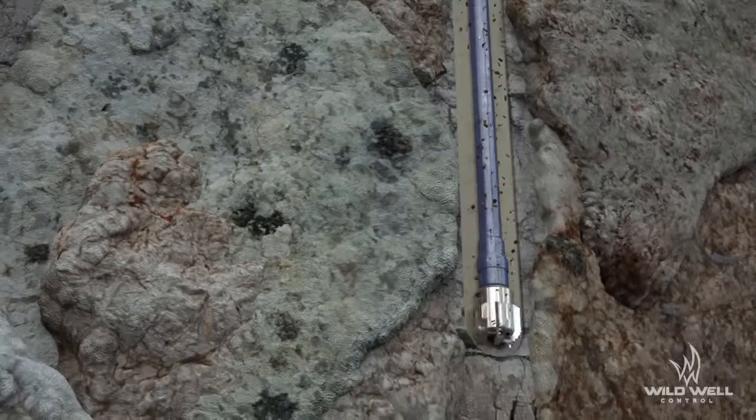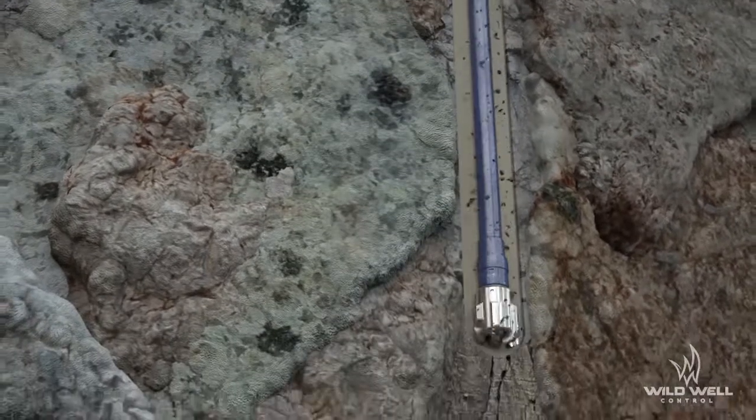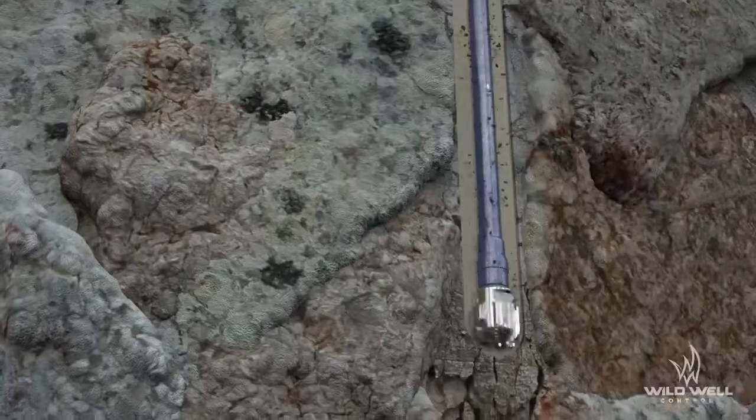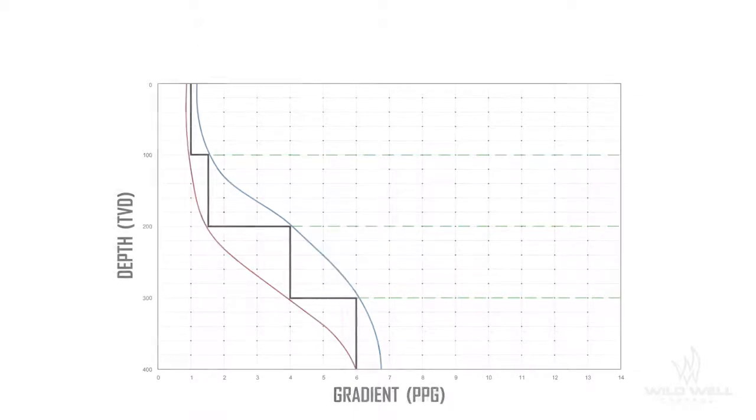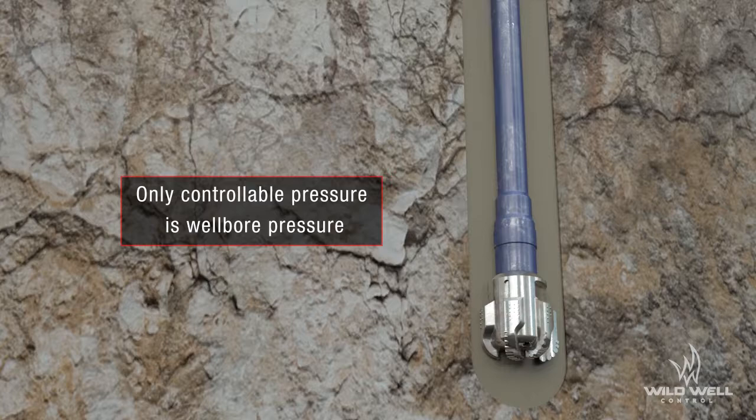Each formation has a drilling window that drillers must be aware of as they drill deeper. A drilling window is the space between formation pressure and fracture pressure. It is most important to understand that formation and fracture pressures are beyond your control. What is in your control is hydrostatic and bottom hole pressure.